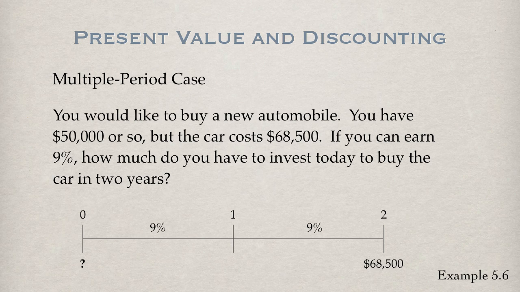Let's consider Example 5.6. You would like to buy a new automobile. You have $50,000 or so, but the car costs $68,500. If you can earn 9%, how much do you have to invest today to buy the car in 2 years? You notice in the timeline that we know that the car costs $68,500, and we plan to pay that amount for it in 2 years. We know that we're going to make some lump sum investment today, and we expect to earn 9% on that investment.